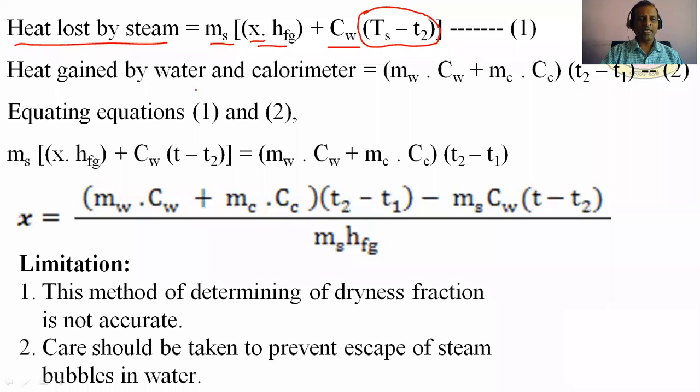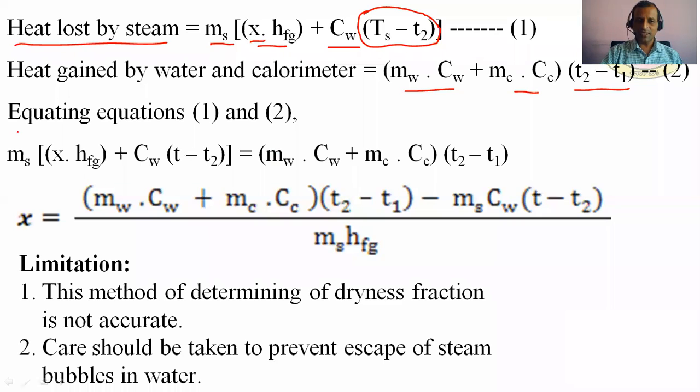Then what is the heat gained by water and calorimeter? The heat lost by the steam should be gained by some other thing. So it is gained by water and calorimeter. So how to calculate that? This is MW CW plus MC CC into T2 minus T1. T2 minus T1 is multiplied for both. MW CW into T2 minus T1 will give you the heat gained by water. MC into CC into T2 minus T1 will give you the heat gained by the calorimeter, right?